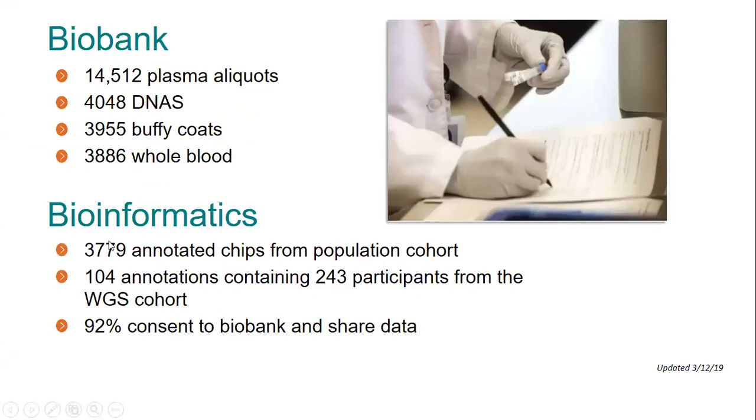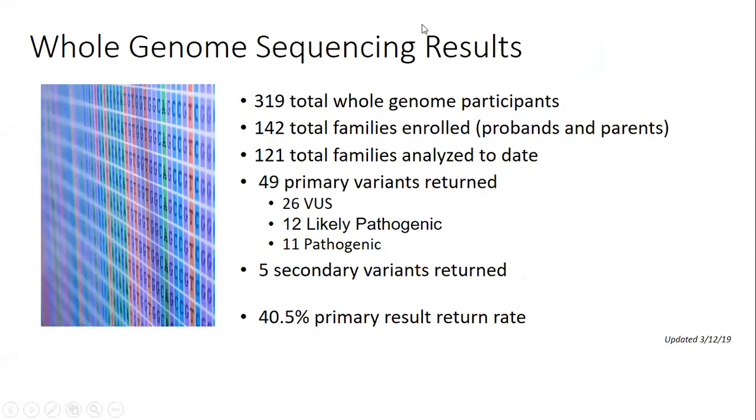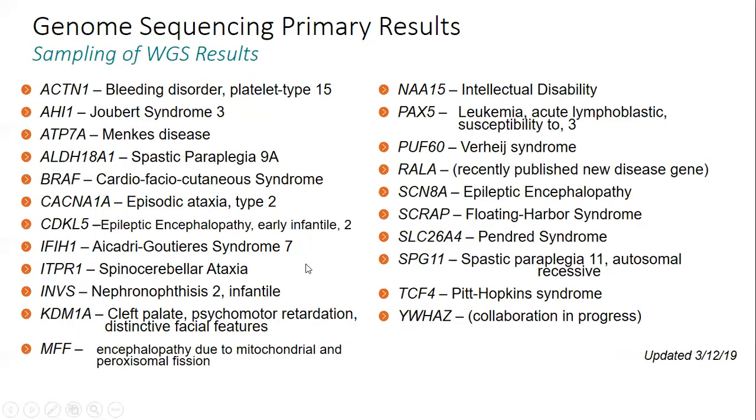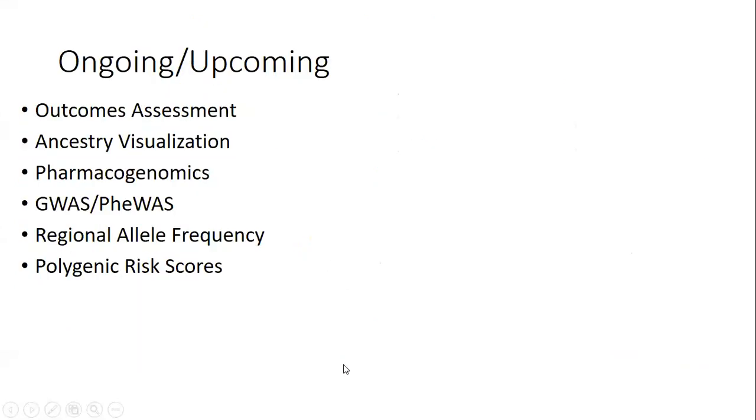There are actually, as of when this was done, which is now 2 months old, over 3,000 DNA or blood samples in our data bank. 92% of people consent to having their samples stored. We, at that point, had 300 and some odd whole genome participants. It's over 400 now. And at that point, we had returned 49 primary variants. This is a list of some of the diagnoses made. I won't have time to go into detail.